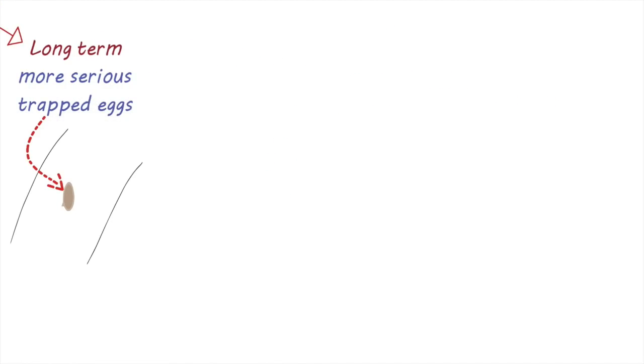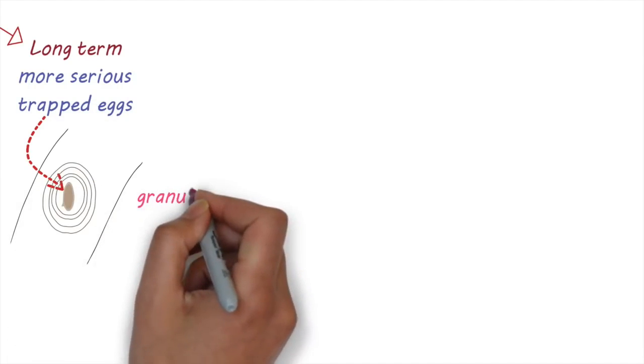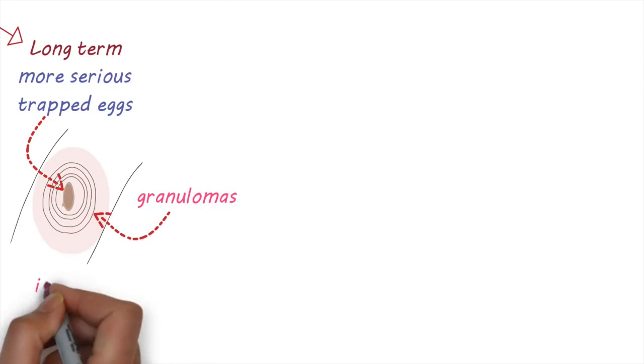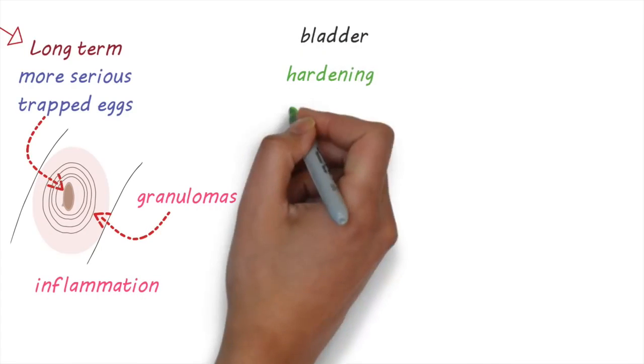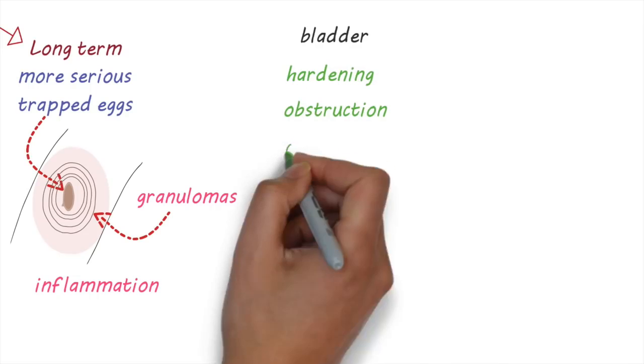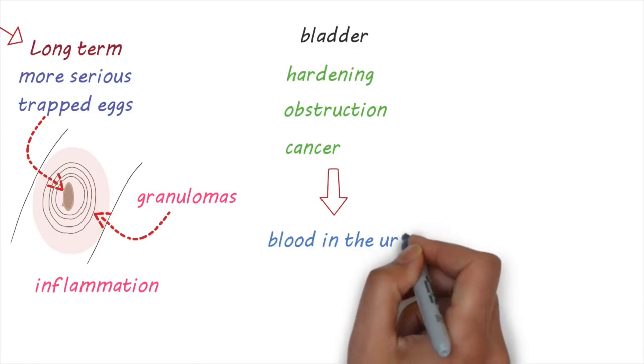The long-term effects of schistosomiasis are more serious and occur as a result of the eggs that are trapped in various organs. The trapped eggs can lead to changes in tissues characterized by the formation of granulomas with a lot of inflammation around them. In the bladder, this can lead to hardening of the bladder wall, obstruction, and can even result in a type of bladder cancer.